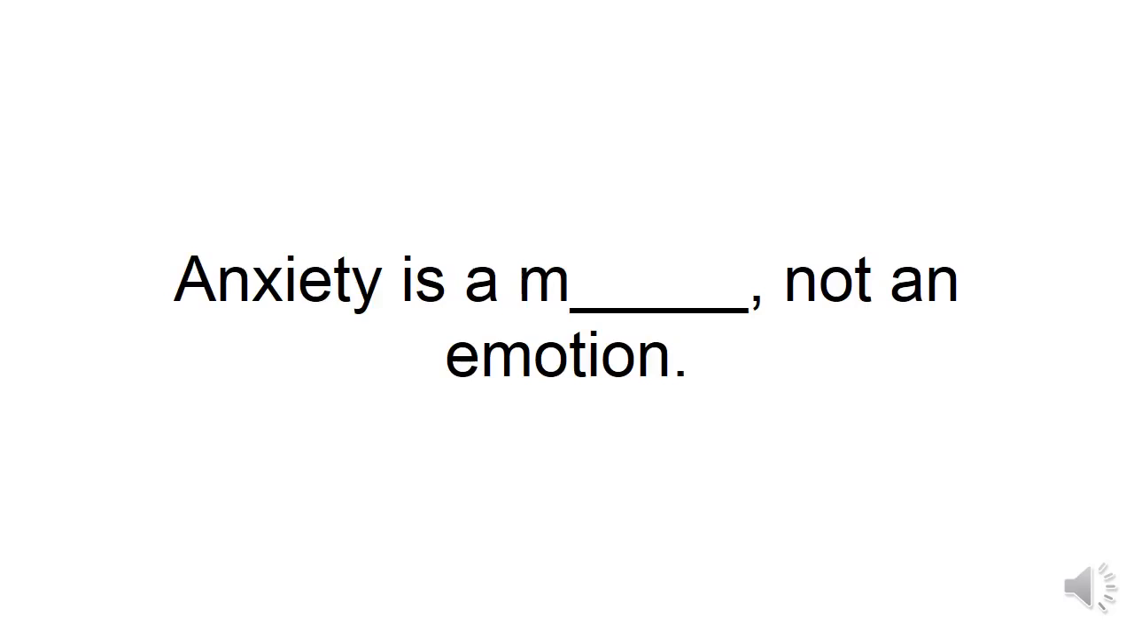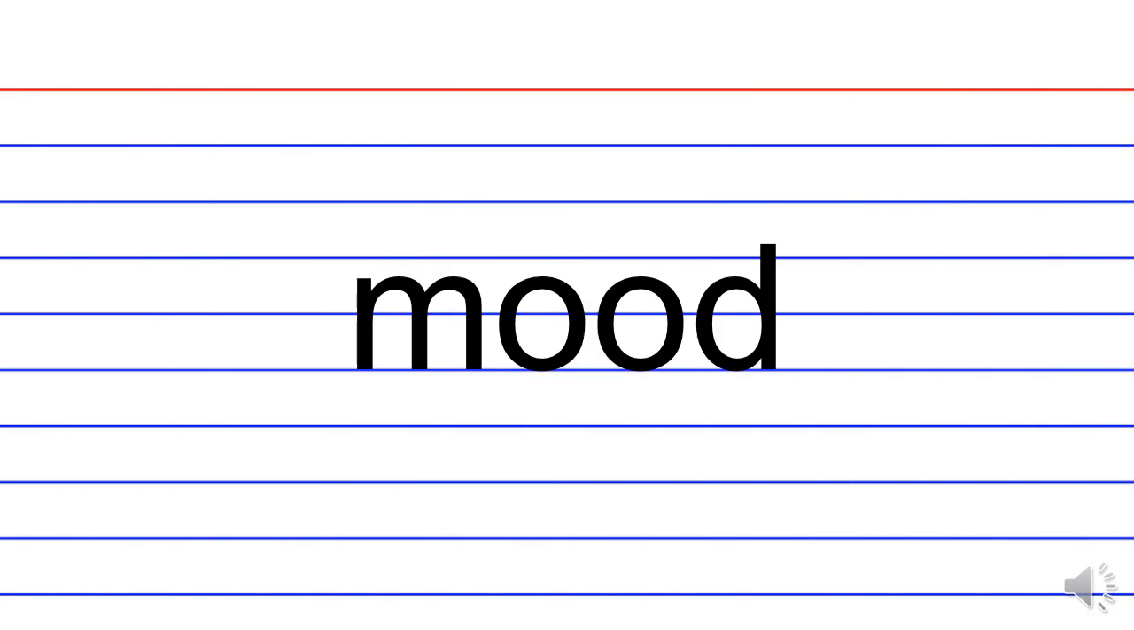Anxiety is an M blank, not an emotion. So anxiety is an M blank, not an emotion. So what is anxiety categorized as? That would be a mood. And a few cards later, you're going to see what the difference is between a mood versus an emotion. So just hold that thought for a moment.